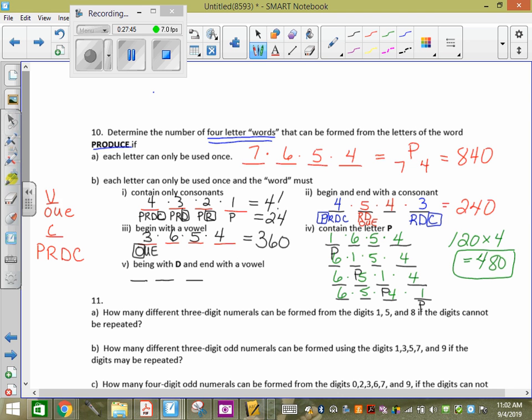Begins with a D and ends in a vowel. So begins in a D and ends in O-U-E. So begins in a D, I have 1. Now the D is used, right? Then I go to my O-U-E. I have 3 options. I'm going to pretend to keep the O. Then I have P, R, O, D, U, C, E. So I have 5 still left, correct?